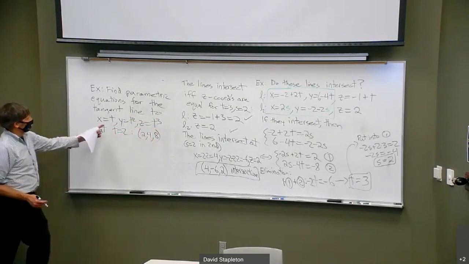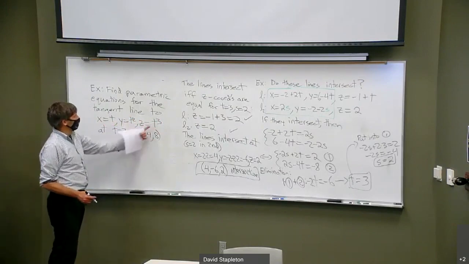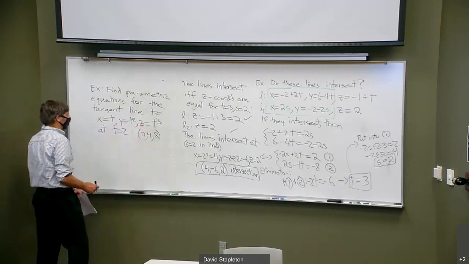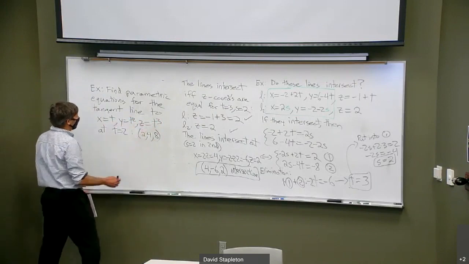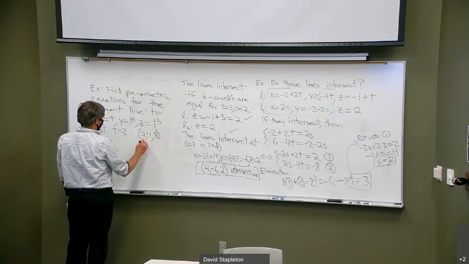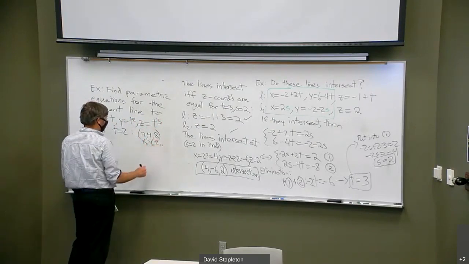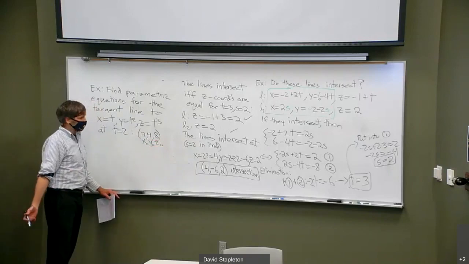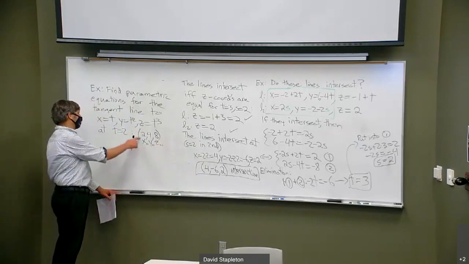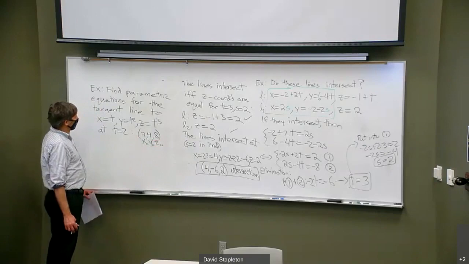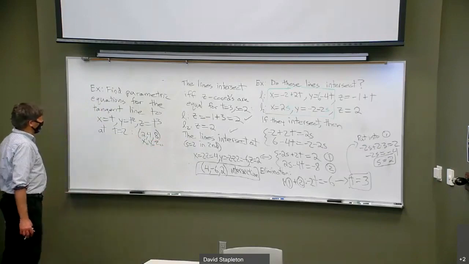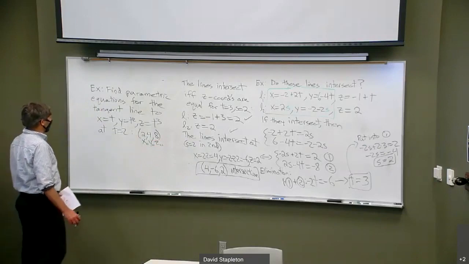I just plug that in. Plug in t equals 2, get (2, 4, 8). So there's the point. Well, boy, that's pretty easy. The tangent line goes through this point, so I can just let that be x0, y0, z0. And I'm thinking, all I need is a direction vector, right? I have the point, all I need is the direction vector.